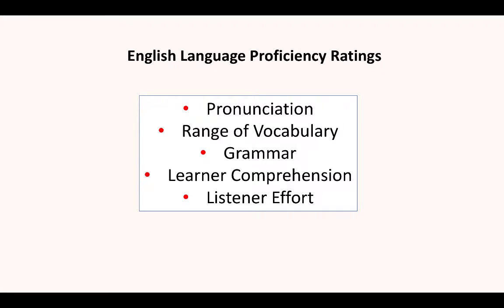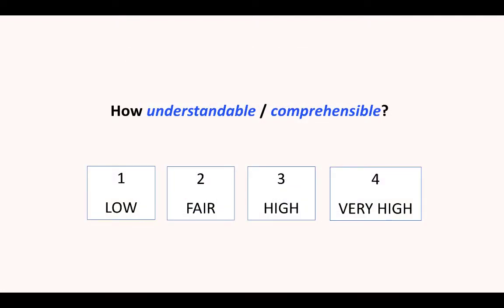The 5 skills that we're going to be assessing are pronunciation, range of vocabulary, grammar, learner comprehension, and listener effort, and more about this in a second. We've got 4 different ratings that you can give for each one of the dimensions, which I'm going to explain in a second, but they go from low, fair, high to very high, which rates essentially how understandable or comprehensible are they to you.